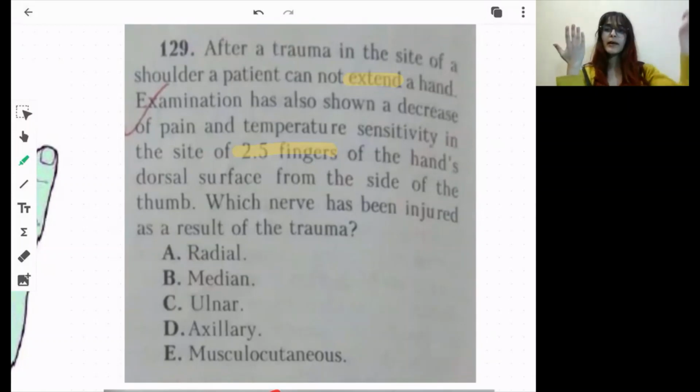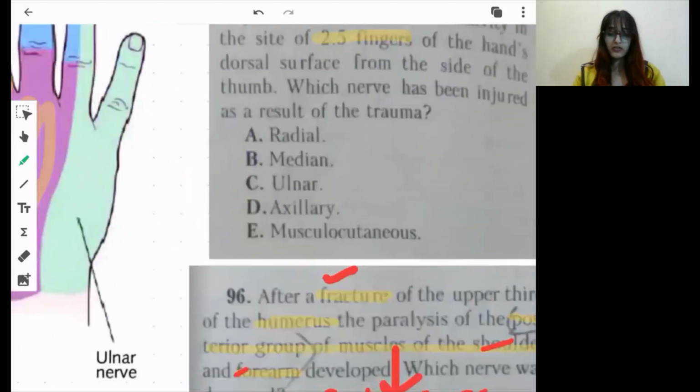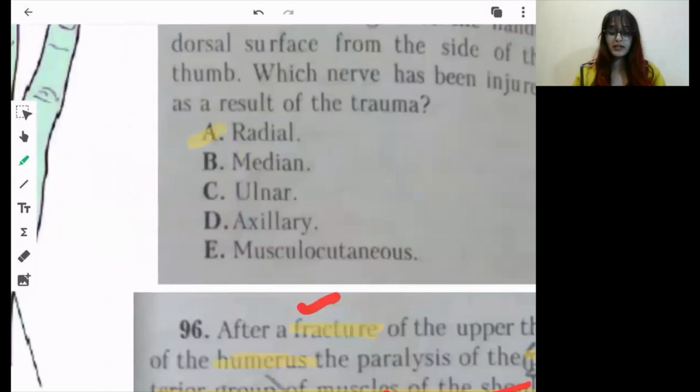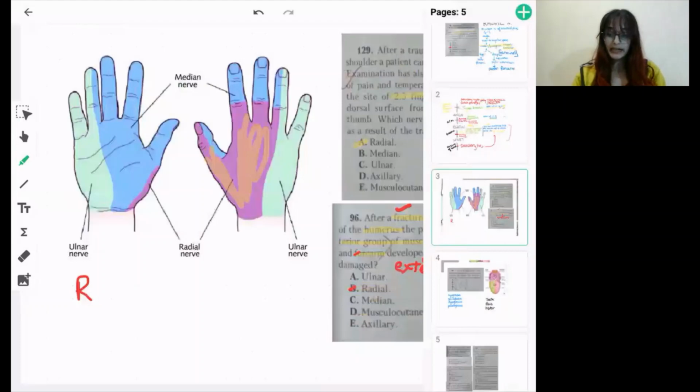Okay, so when you are reading the question, just imagine it and go along with how the question is saying. So 2.5 fingers on the dorsum of the hand, from the side of the thumb, so basically the lateral surface. So this was the dorsum, the lateral surface, and the 2.5. So obviously here also the answer will be the radial nerve. Okay. So we were doing question number 98.